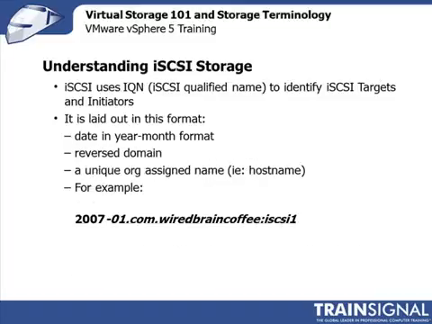Alright, iSCSI uses IQN. Think of the IQN, which stands for iSCSI Qualified Name. It's the equivalent of the Fibre Channel worldwide name. It's the equivalent of the MAC address in the traditional Ethernet world. So it's what identifies iSCSI targets and initiators, and that's what helps connect them, right?